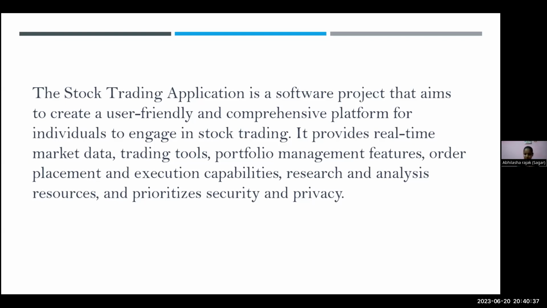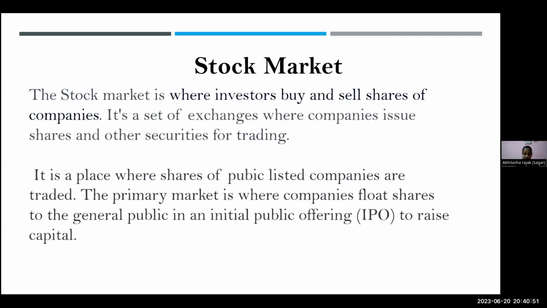First of all, we know about stock. Stocks are a type of security that gives the stockholder a share of ownership in a company. Stocks are also called equity. Second is the stock market. The stock market is where investors buy and sell shares of companies. It is a set of exchanges where companies issue shares and other securities for trading. It is a place where shares of publicly listed companies are traded.